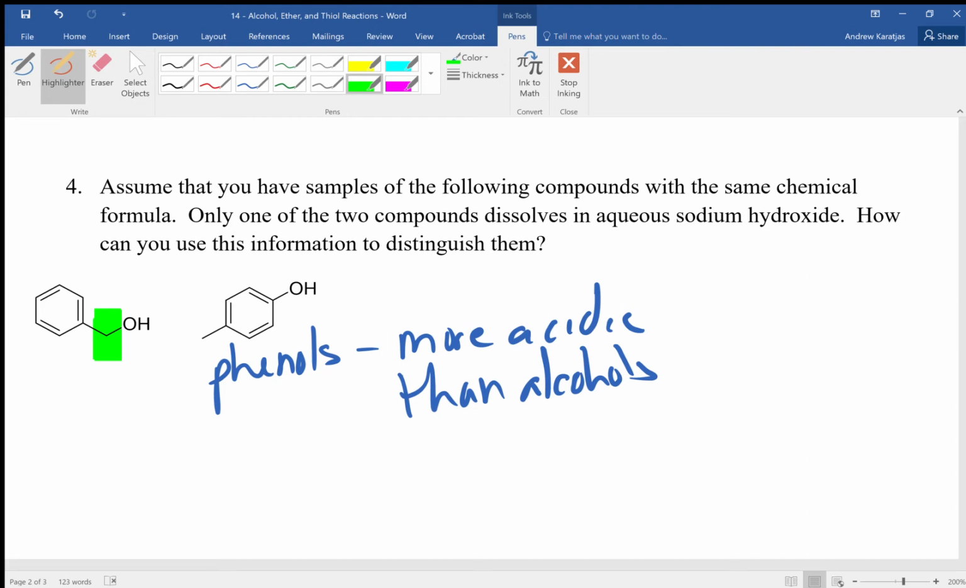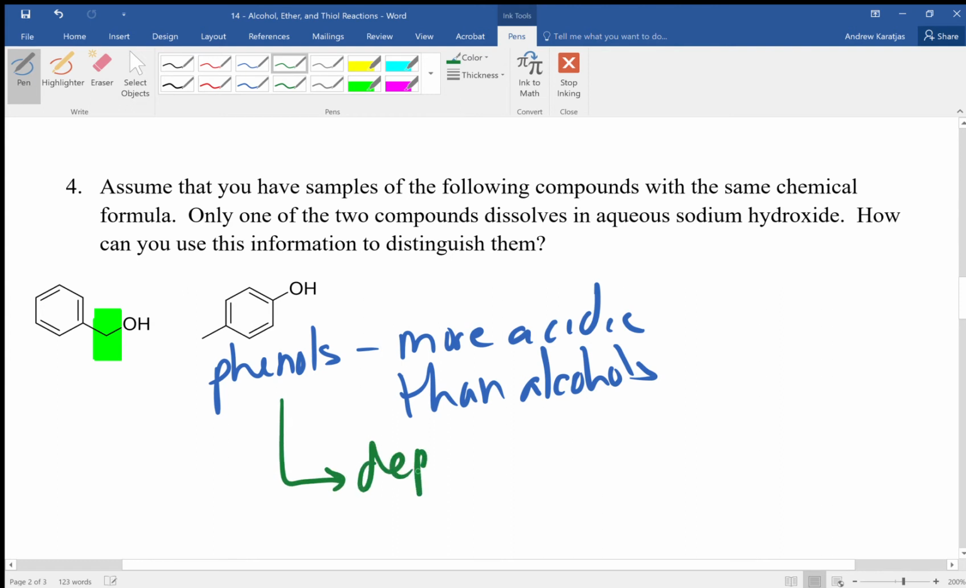So if we consider the pKa's of alcohols, many alcohols are not acidic enough to react with sodium hydroxide. But phenols, because they're directly attached to the aromatic ring, can be deprotonated by sodium hydroxide.